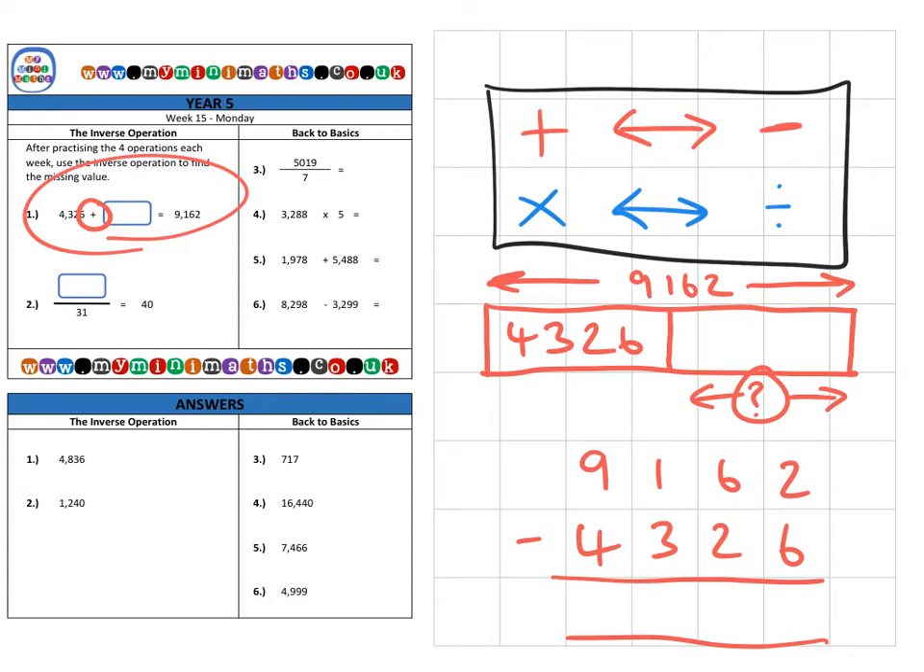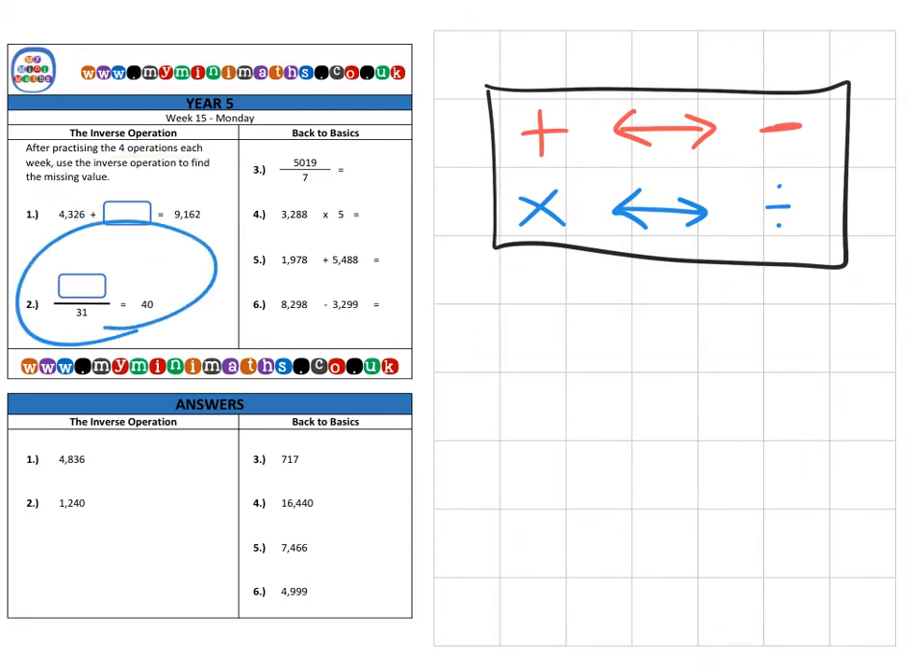So 2 take away 6 we can't do, so we need to borrow from the tens column and bring it over to the units. 12 take away 6 units gives us 6. We've got 5 tens take away 2 tens, which is 3 tens. We have 100 take away 300, which we can't do. So we need to move to the thousands and borrow 1,000 and bring it across. So we have 11 hundreds take away 300s, which is 800. And finally, 8,000 take away 4,000, which is 4,000. For a final answer of 4,836 as our missing value.